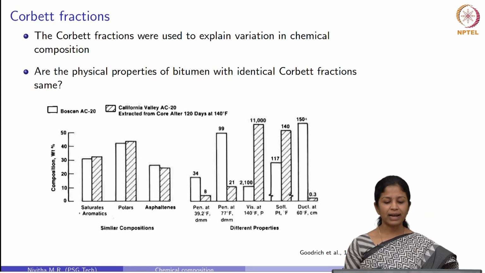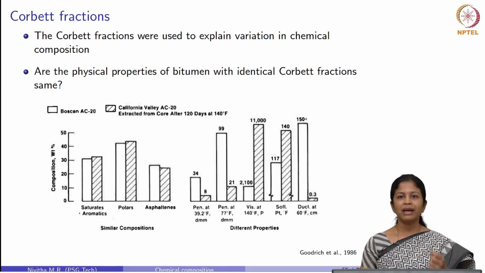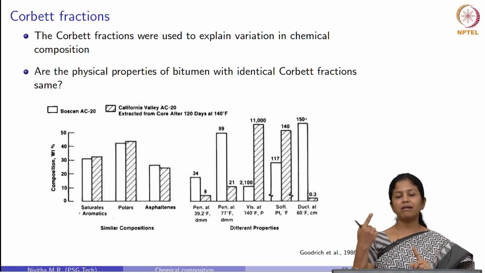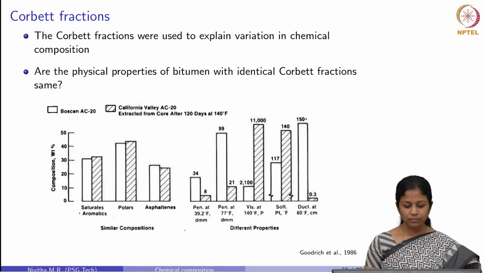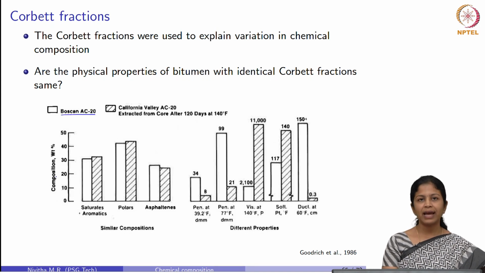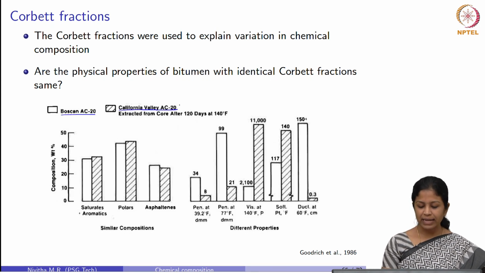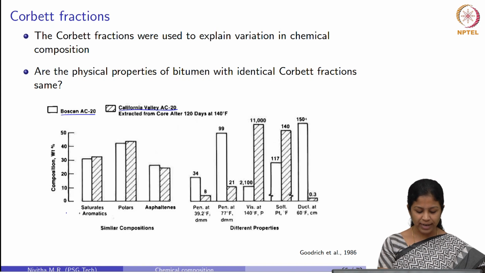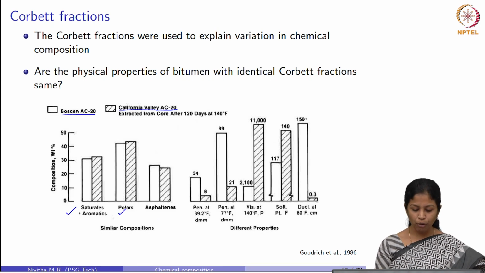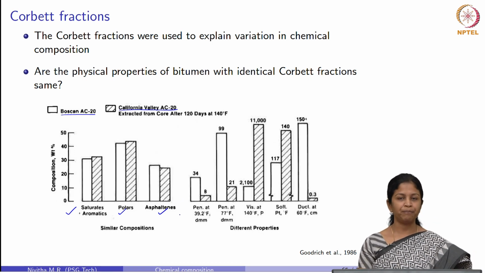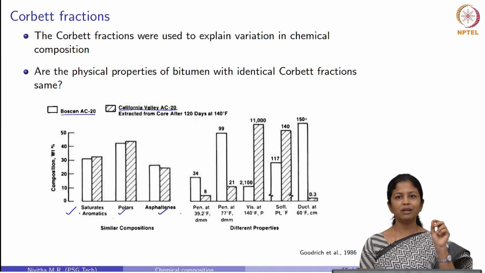Then people started looking at the carbide fractions and they tried to see if the variation or magnitude of this carbide fraction can be related to the physical properties of bitumen. So they took 2 different types of bitumen. One is a Boscan AC20 and the other one is a California Valley AC20. We can see the composition. The saturates plus aromatics combined, the polar aromatics and asphaltenes were almost identical in these 2 types of bitumen. So from the carbide fractions perspective, they both can be considered as identical bitumen.